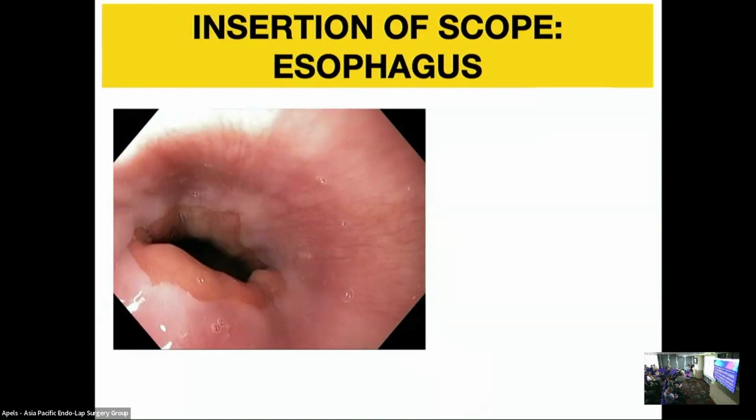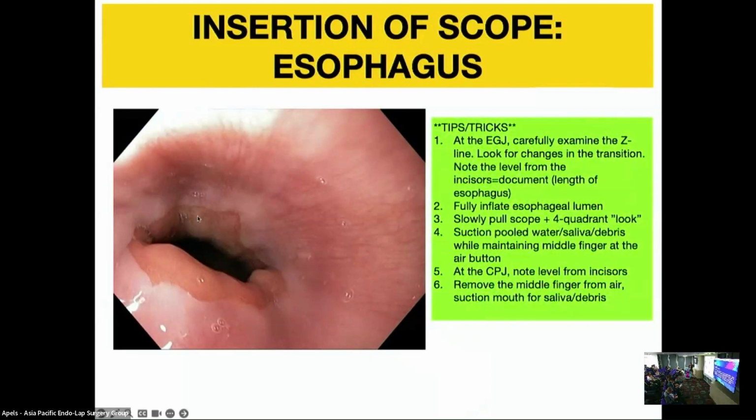So now we are at the esophagus. So note this part. This is the transition. This is the gastric mucosa. This is the esophageal mucosa. So you look for your changes, for Barrett's and other lesions, for your varices. You can see your varices here, of course.